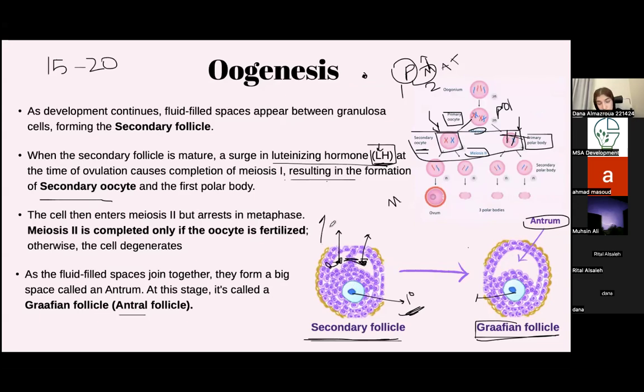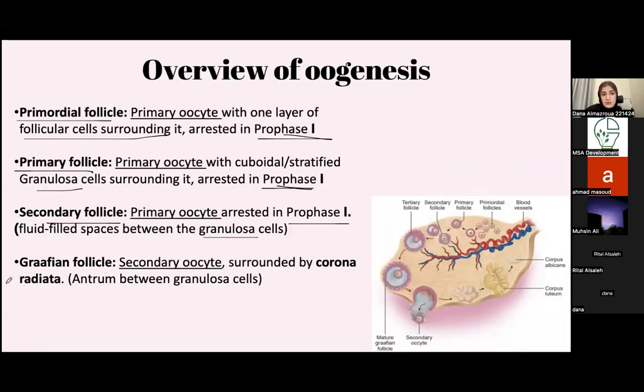The oocyte is still a primary oocyte stuck in prophase 1. Now the surge of LH happens, which means ovulation has happened. The primary oocyte continues meiosis I, and after it continues meiosis I, we refer to it as the secondary oocyte. Because two things are happening simultaneously, by the time the primary oocyte becomes a secondary oocyte, these fluid-filled spaces join together and form an antrum. Now we have a Graafian follicle. So the secondary oocyte stuck at metaphase 2 is only present in the Graafian follicle.